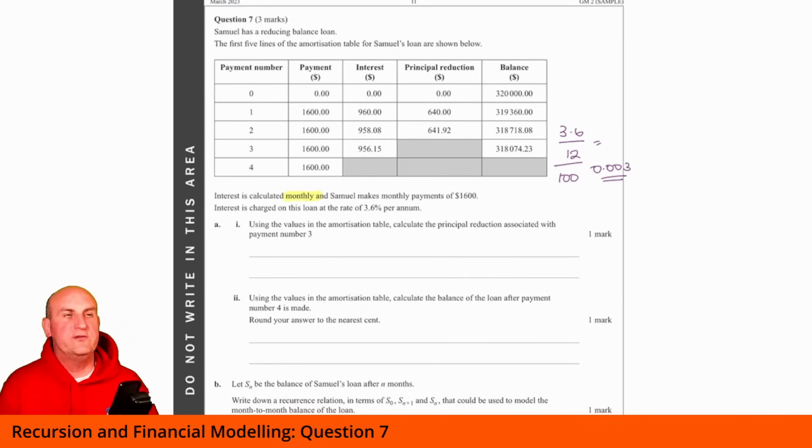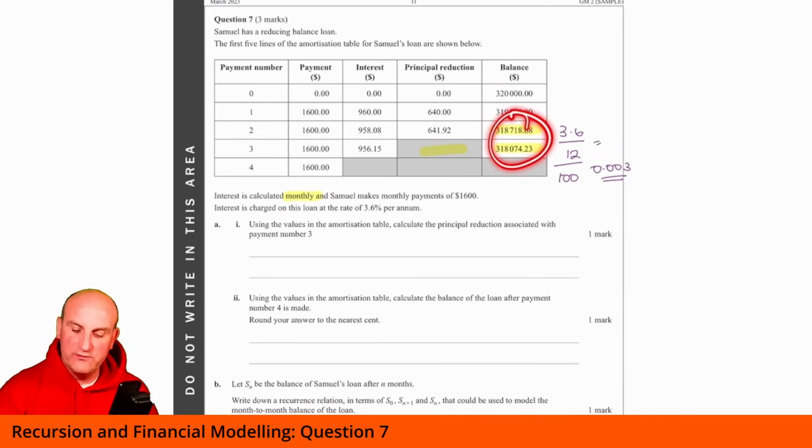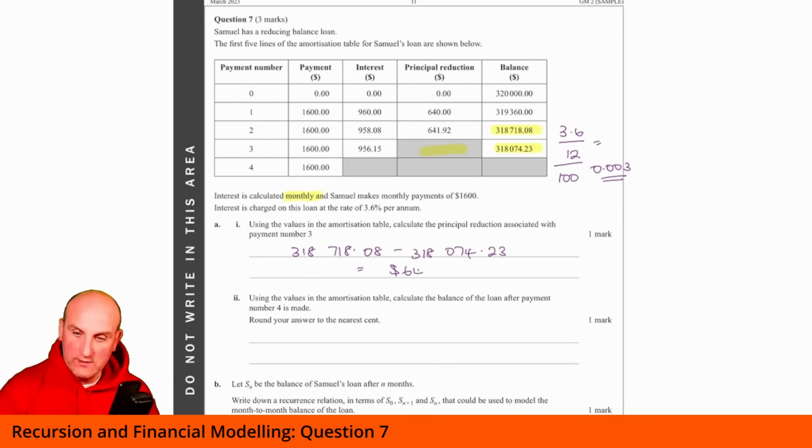Use the values in the amortization table, calculate the principal reduction associated with payment number 3. There are so many ways you can work this out, but I tend to know that this minus this gives me this, or I can just find the difference between those two and it will give me that one there. So if I do 318,718.08 and I subtract from that 318,074.23, it gives me the value of $643.85. There we go. So that's just knowing how an amortization table works.